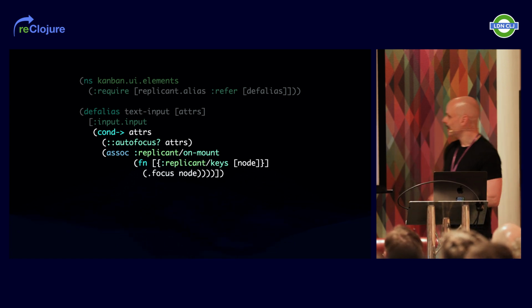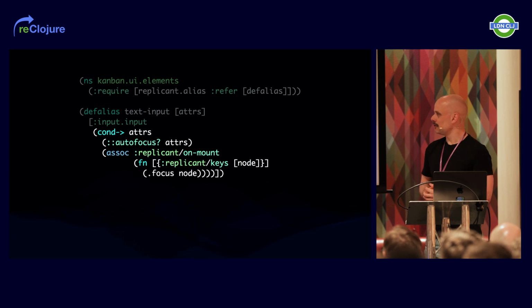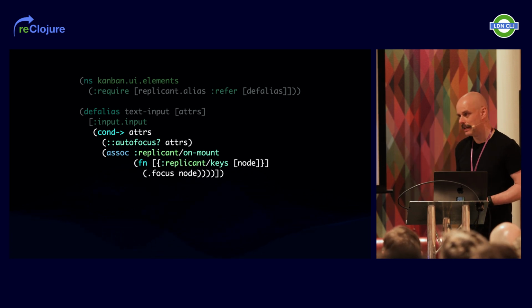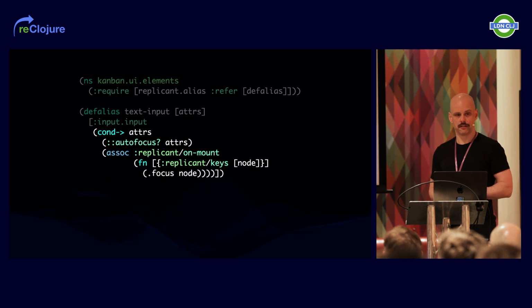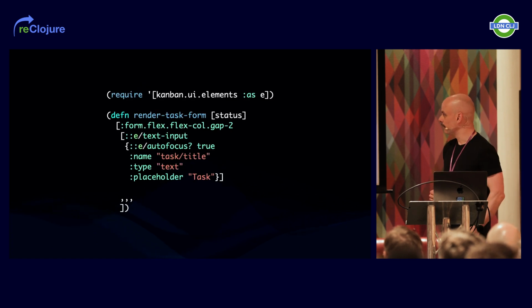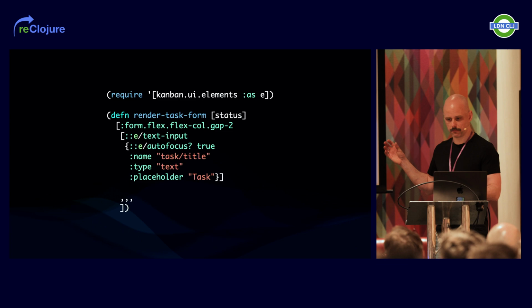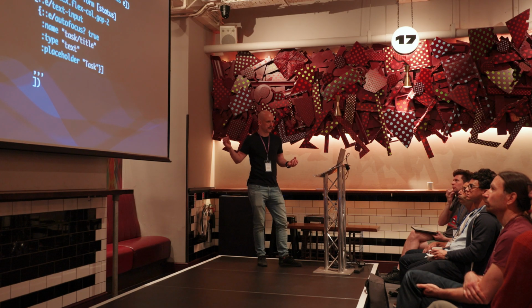Well, that is because of how you use an alias. Defalias defines a function, yes. It also defines a keyword by which you can refer to that function. So to use the alias, you just use the keyword. So you have a data representation of it. So you could think of them as like custom tags you can put in your hiccup. And Replicant will associate the name with the function and invoke it at the last possible moment if it needs to re-render this part of the DOM.